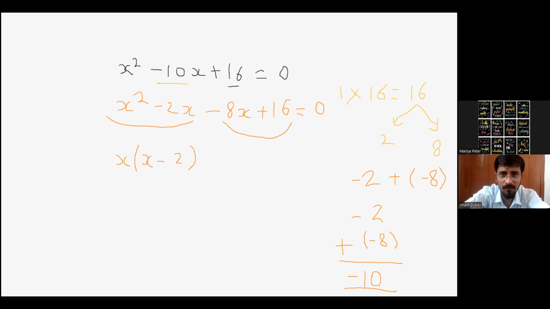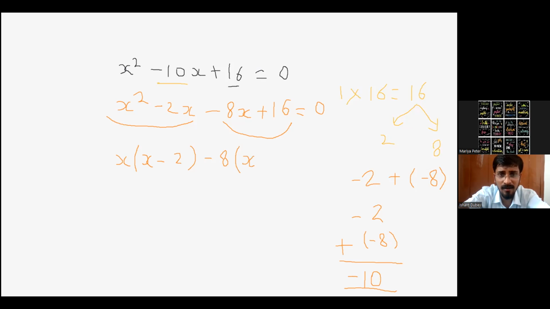Then here, what can you take common? The second part is minus 8x plus 16, and the minus sign is there. So I can take minus 8 common. So in the parentheses, minus 8 has come common, and only what will remain from the term 8x? Only x will remain.